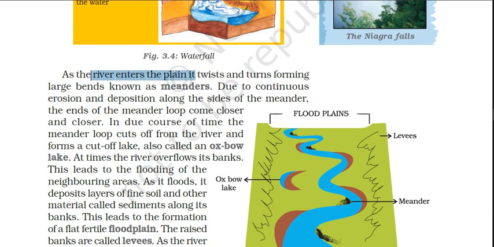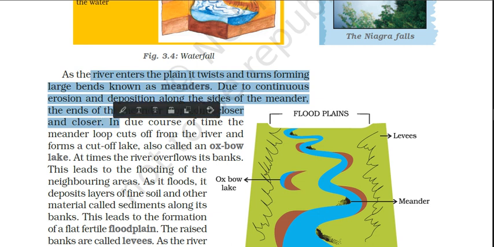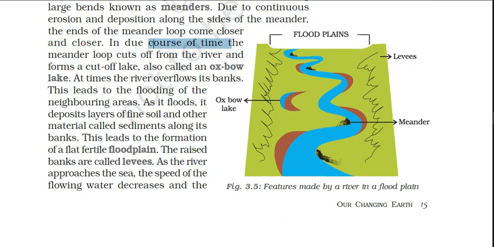As the river enters the plain, it twists and turns, forming large bends known as meanders. Due to continuous erosion and deposition along the sides of the meander, the ends of the meander loop come closer and closer. In due course of time, the meander loop cuts off from the river and forms a cut-off lake, also called an Oxbow Lake.